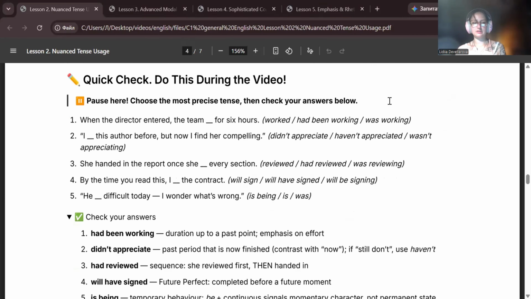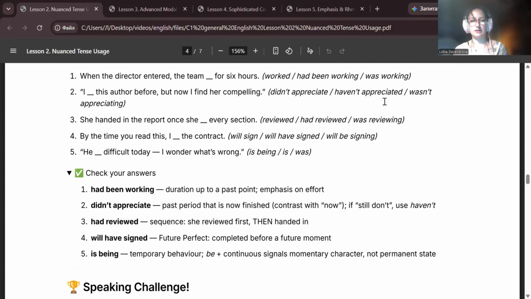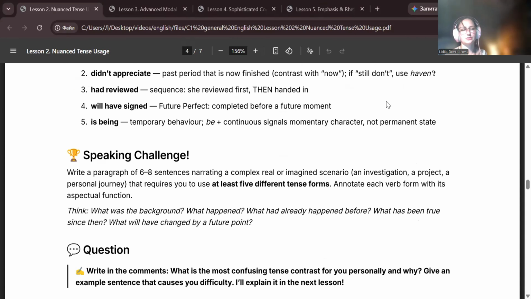Well, let's discuss. When the director entered, the team had been working for 6 months. I did not appreciate this author before, but now I find her compelling. She handed in the report once she had reviewed every section. By the time you read this, I will have signed the contract. He is being difficult today. I wonder what's wrong.